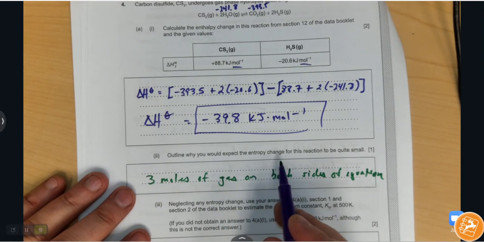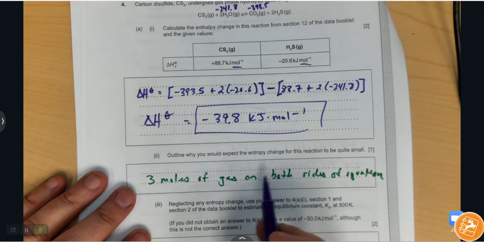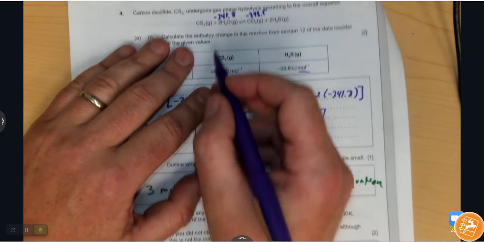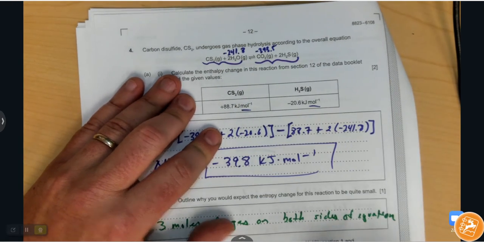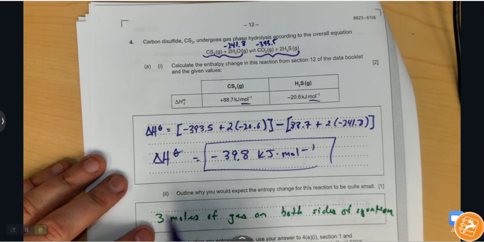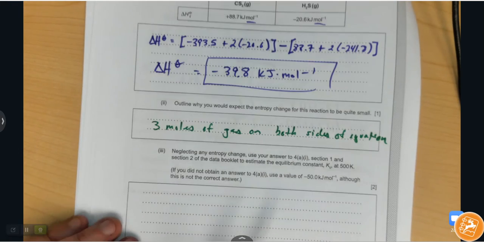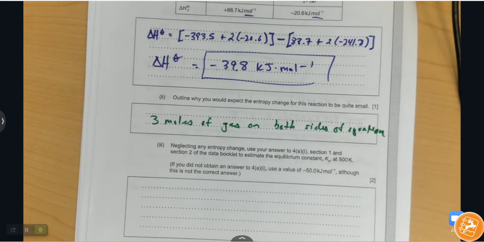Outline why you would expect the entropy change to be small. Remember, entropy is all about the number of particles. I've got 3 moles of gas there, 3 moles of gas there. Equal moles of gas is probably the best answer. We shall see. Neglecting any entropy change, use your answer to part A1 and section 1 and 2 of the data booklet to estimate the equilibrium constant at 500.